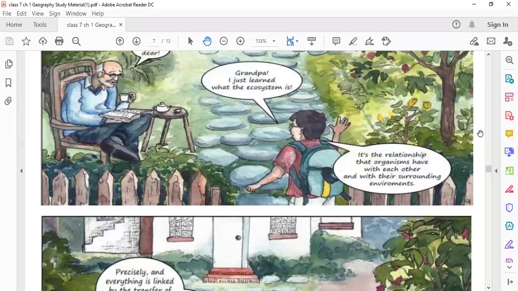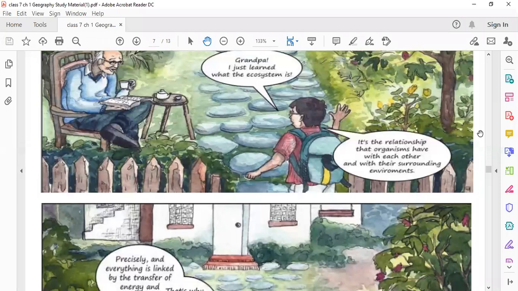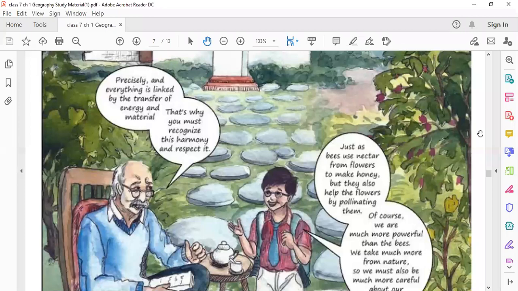It's the relationship that organisms have with each other and with their surrounding environments. Now his grandfather explains some further points. Precisely, and everything is linked by the transfer of energy and material. That's why you must recognize this harmony and respect it. Means the grandfather is telling this boy to respect the environment and the ecosystem.